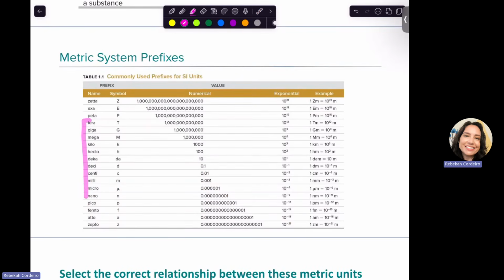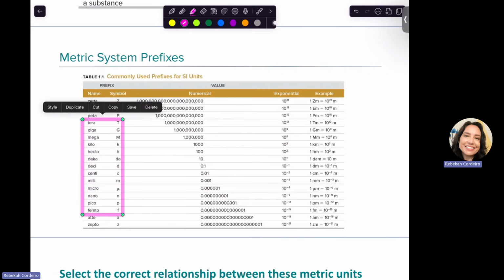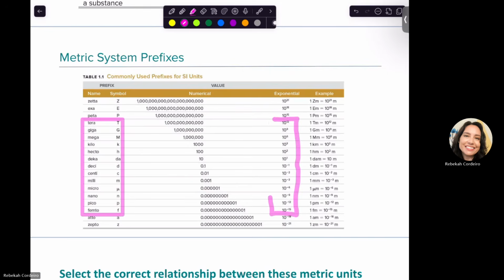I want you to memorize the names and symbols, the names and symbols on one side of your flashcard. So names and symbols on one side. And then on the other side, you should put the exponential. I think that's going to be the easiest way for you to memorize these.